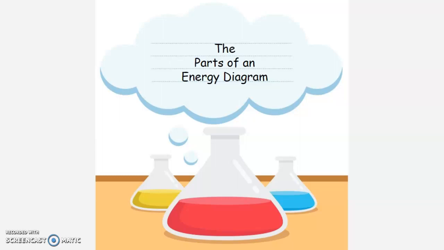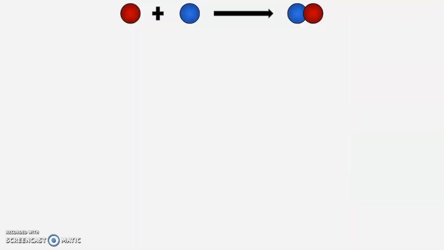In this video, we're going to discuss the parts of an energy diagram. But before I dive into the different parts of an energy diagram, there's two key words you need to know. The first word is reactants. When we talk about chemical reactions and the many different types of chemical reactions out there, the beginning part of a chemical reaction starts with reactants. And then we have the end part, and that's our products.